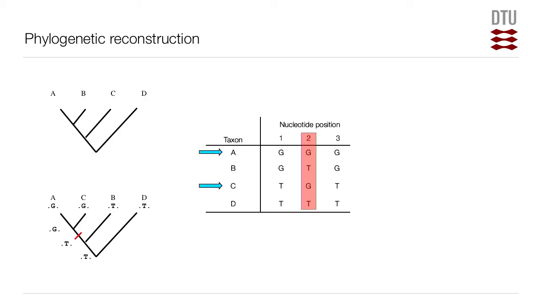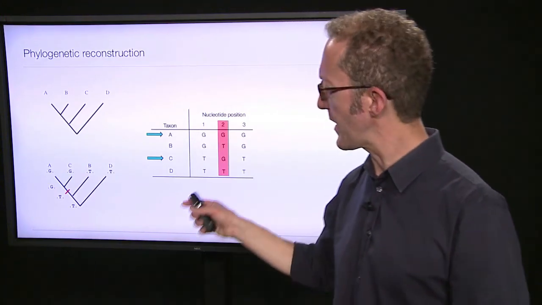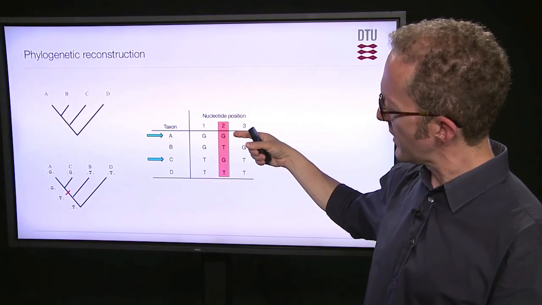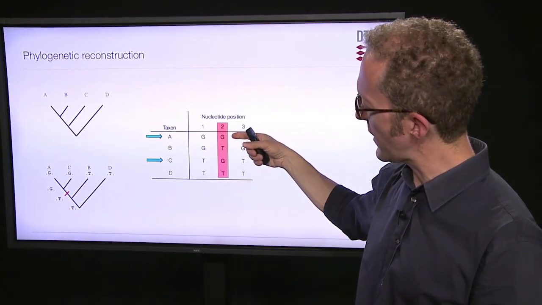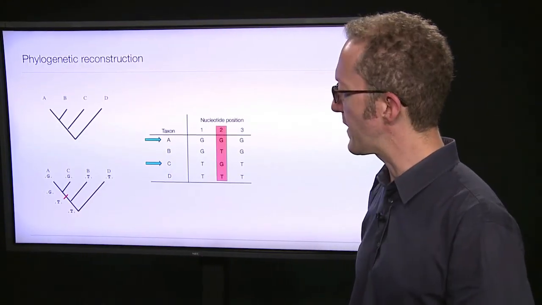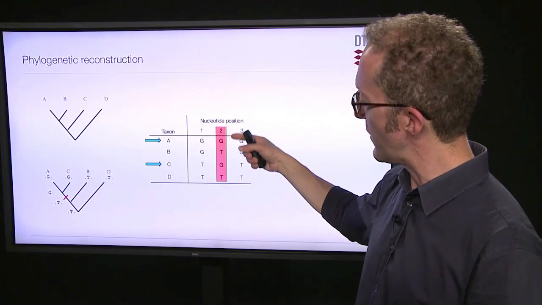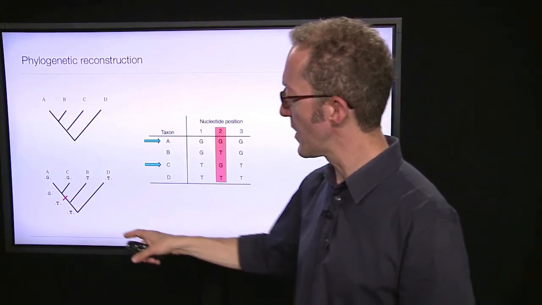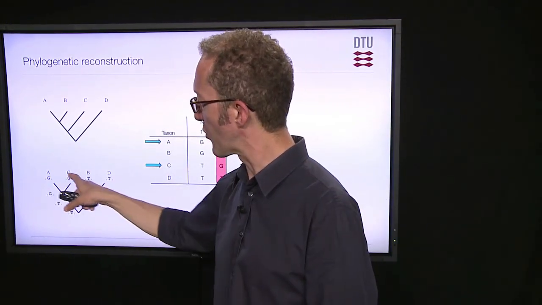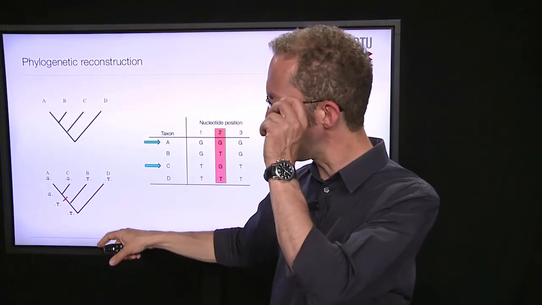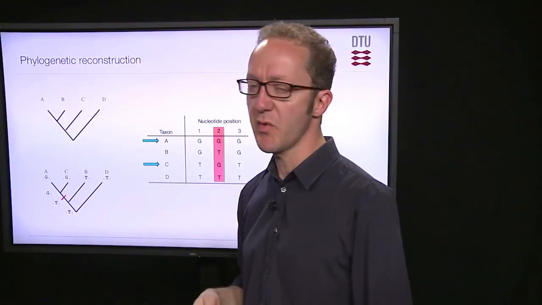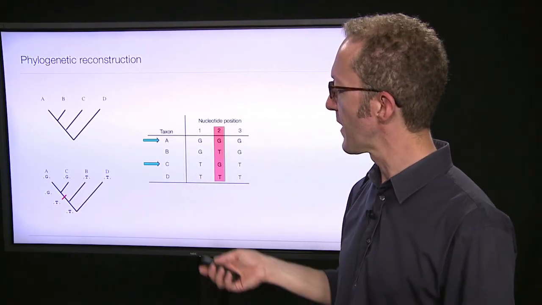But how about if we look at the second nucleotide position, the last nucleotide position here? This is different. If you look carefully, you can see that in this case, A and C share the same nucleotide. They both have a G at this location. So if we look only at this nucleotide position, then the bottom tree is in fact the most parsimonious. We would have to assume that A and C are together on the tree, that they both inherited that G from the common ancestor, and that the history requires just a single mutation.